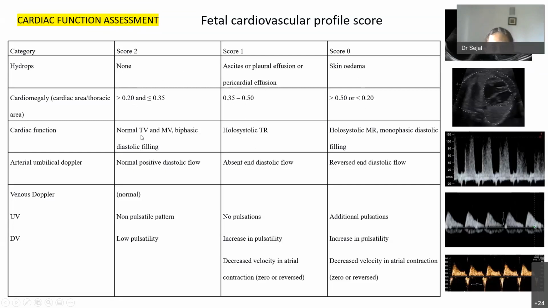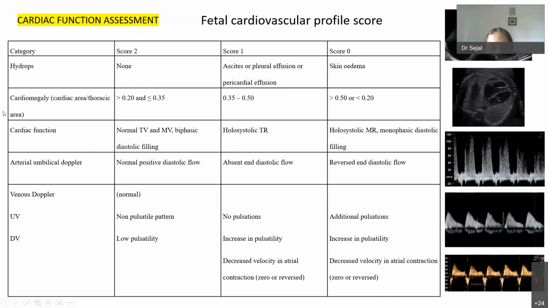Cardiac function: I see my tricuspid and mitral valve Doppler, and I make sure that I have E and A separate waves in the inflow Doppler, whether I have any tricuspid regurgitation which is holosystolic, or I have a mitral regurgitation which is holosystolic. So these are the things in AV valve Doppler to be checked. The arterial umbilical Doppler normally should have a positive flow in systole and diastole also. If I don't have a flow in diastole or I have a reversed flow in diastole, that's abnormal. The umbilical venous Doppler should be like a smooth, continuous flow in systole and diastole without pulsations.